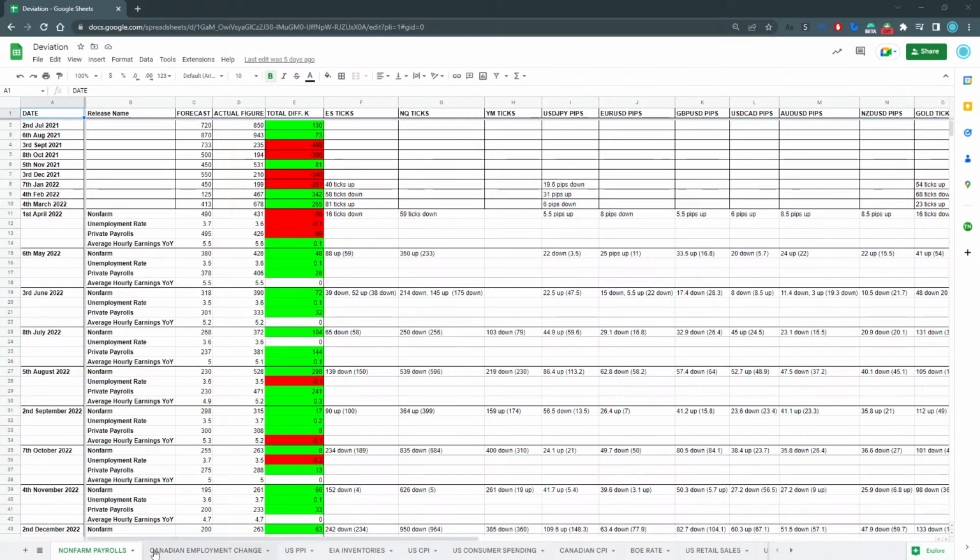Okay, you can see here, we've got Canadian employment. We've got the US CPI data, PPI data that we did recently. Consumer spending. We had done Canadian CPI in the past, but now that's not seeing too much market reaction, so we're putting it to the side. More or less, any release that has a huge market reaction or consistently large market reaction, we'll focus on that and provide you up-to-date details and what to expect.